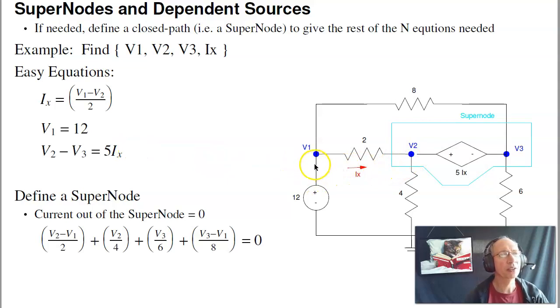I can't write the node equation of V1 because I don't know the current on the 12-volt source. I can't write it at V2 because I don't know the current through the dependent voltage source. Can't write it at V3 because again I don't know this current. So what I do is draw a closed path where I do know all the currents. Basically I want to have resistors or current sources attached to every point on that closed path. Now I can find the current out of this supernode. That'll just be V2 minus V1 over 2 plus V2 over 4 plus V3 over 6 plus V3 minus V1 over 8. That gives me 4 equations, 4 unknowns.